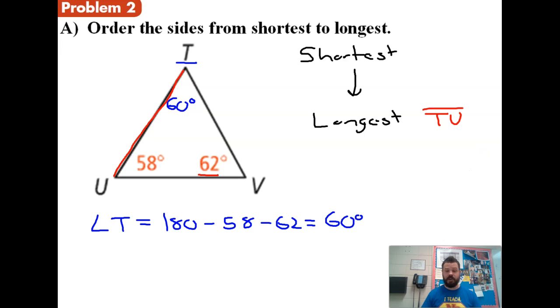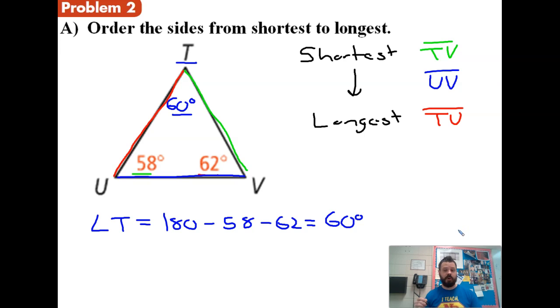All right, the smallest side will be across from the smallest angle. 58 is the smallest angle. Therefore, TV is my smallest side. And then 60 is in the middle as far as the angle goes, so that side will fall between the TV and the TU. Okay, so UV will be my middle side length.